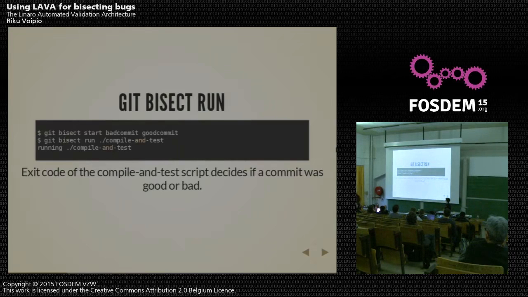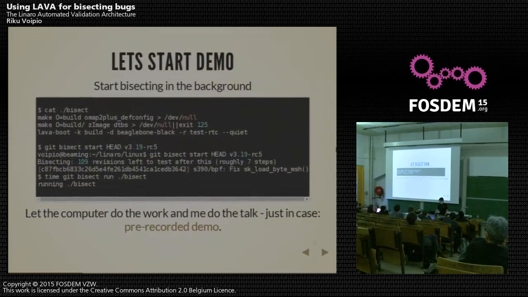Git bisect run is an advanced mode of git bisect, which will run a script, and depending on the exit code of the script, it will decide if it was good or bad. How many here have used git bisect run? A lot less, but some people have. So instead of sitting by your computer and running the make and test, you just run the script to do the tests and go do something else during it.